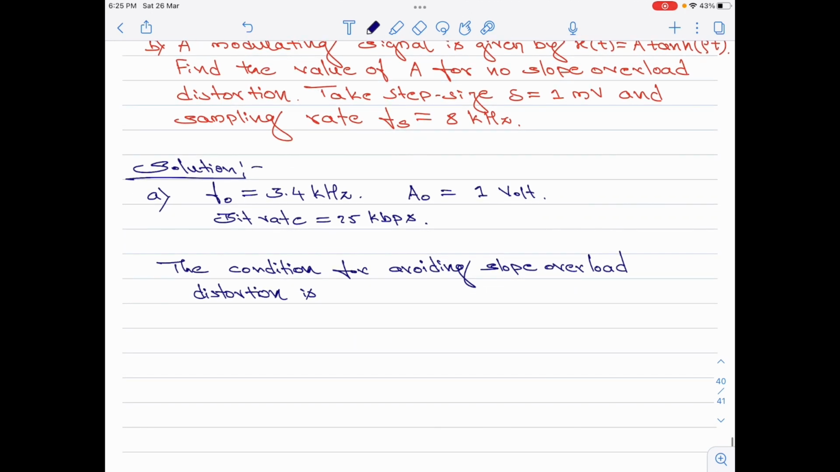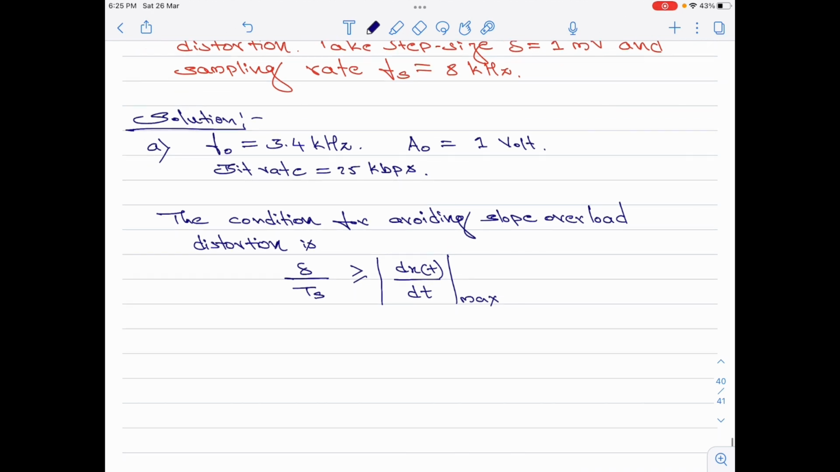It is given by delta divided by Ts is greater than or equal to the magnitude of dx(t) divided by dt, maximum. Let me call this equation 1. Now, here x(t) is not given. So, we will assume the sinusoidal signal x(t) as A0 cos 2 pi f0 t.